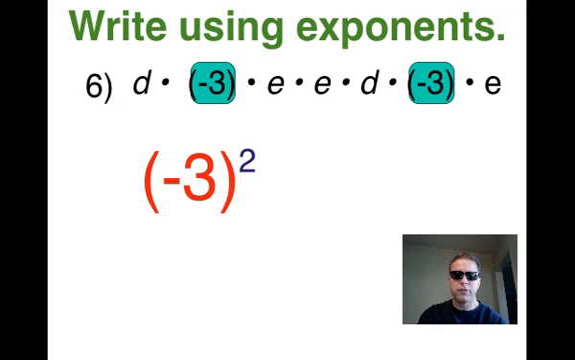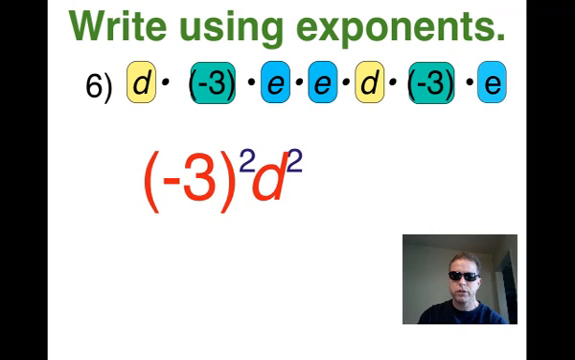And then I'm going in alphabetical order, so I've got a D here, a D here. So D to the second power. And then 1, 2, 3 E's, E cubed, or E to the third.